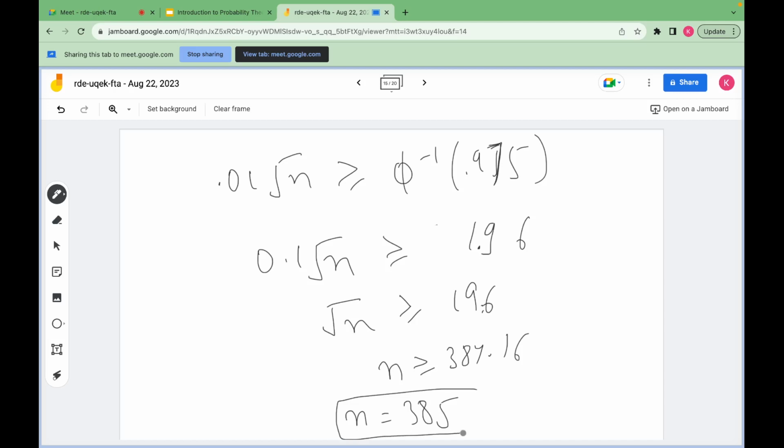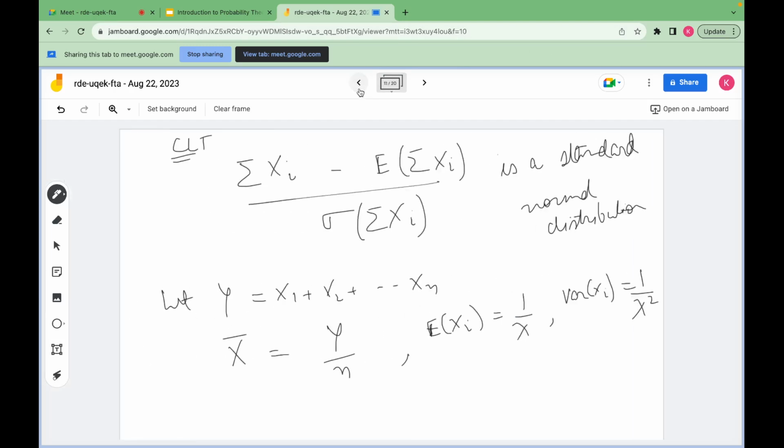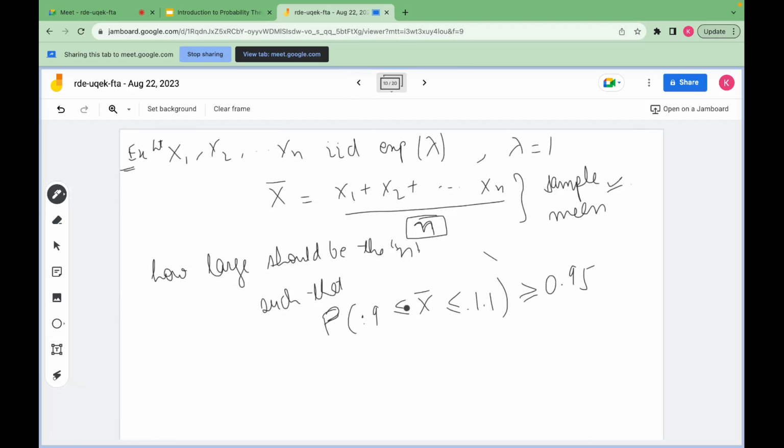So when n is equal to 385, we will conclude that for exponentially distributed random variables, the sample mean will lie between 0.9 to 1.1 with probability 0.95. Okay.